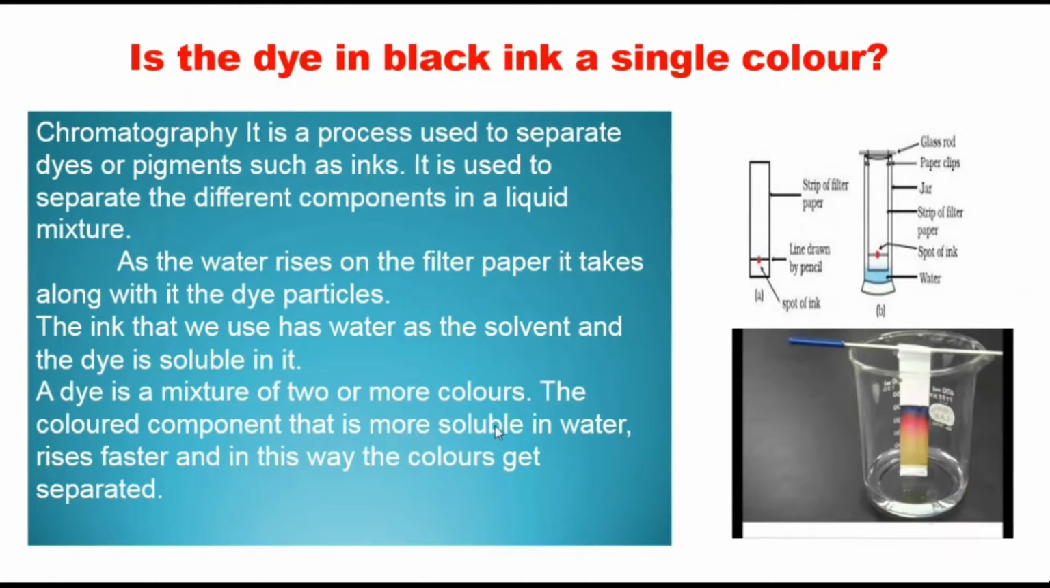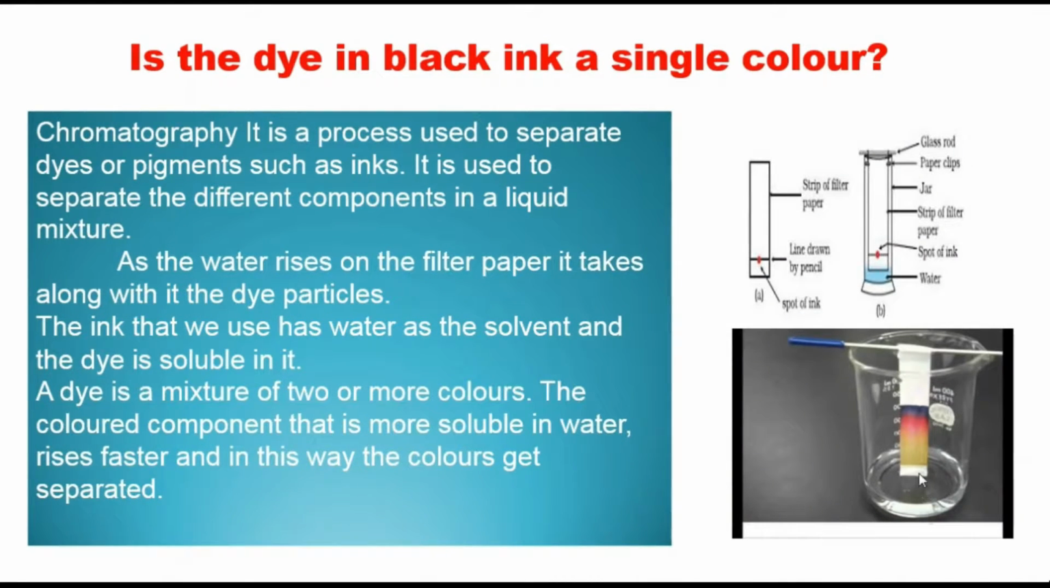And the color component that is more soluble in water rises faster. In this way different colors get separated from the dye. ये डाई 2-3 कलर से बनता है. जो कलर पानी में ज़्यादा सॉल्युबल है वो पानी के साथ फिल्टर पेपर में राइज होता रहता है and then it will form a different layer like this as you can see here.